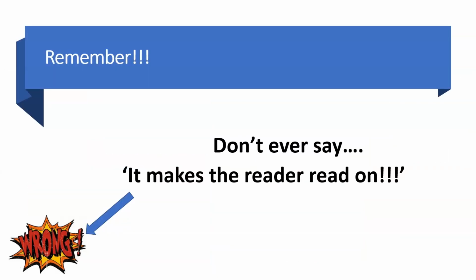Now, there are a few things you need to remember about structure. Never ever write in your explanation, in your answer, that it makes the reader read on. This is wrong. You will not get any marks for it. Be really specific and say exactly how it engages the reader. Does it build up the suspense for the reader? Does it create an awareness for the reader of the child's experience as a slave in a factory? Does it allow the reader to therefore empathize with the child? And how is that shown?